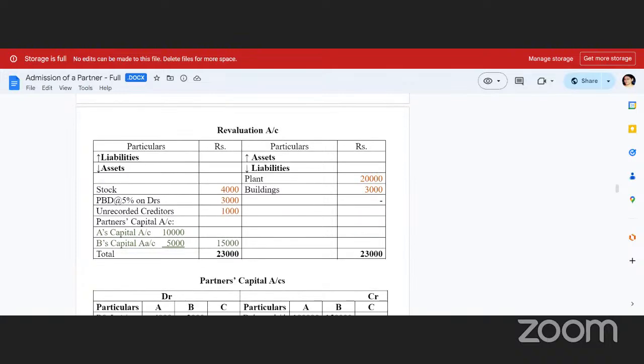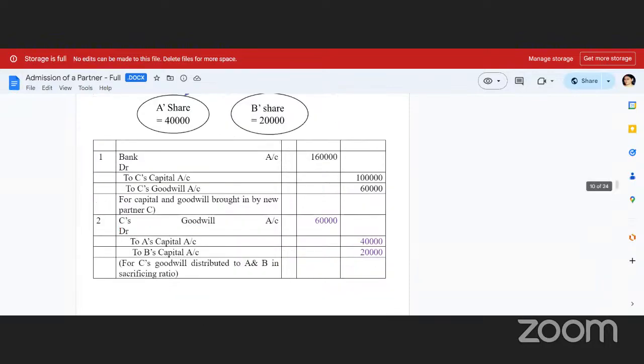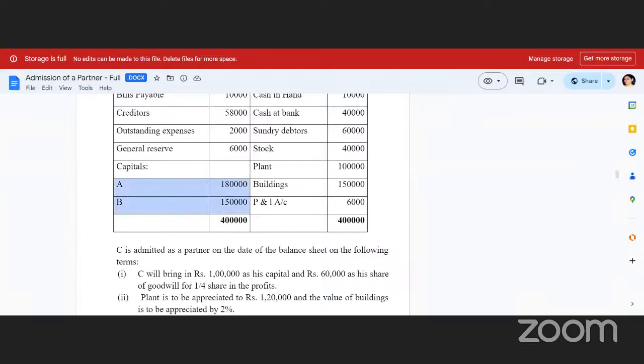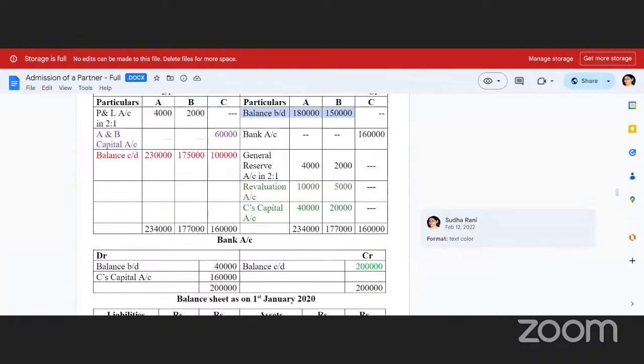Now the next step is moving on to the partners capital account. The very first thing you are supposed to do is balance brought down. In the question, on the liability side, A's capital and B's capital, 1 lakh 80 and 1 lakh 50, are given. We take that as it is, on the credit side, by balance brought down. Next, C also brought capital. In total he brought 1 lakh 60,000 through the bank: 1 lakh as capital and 60,000 as goodwill.